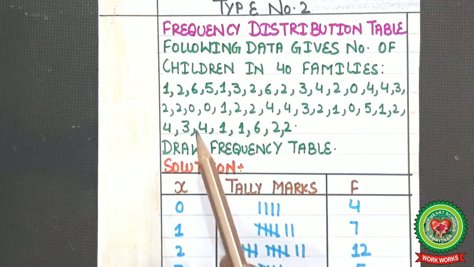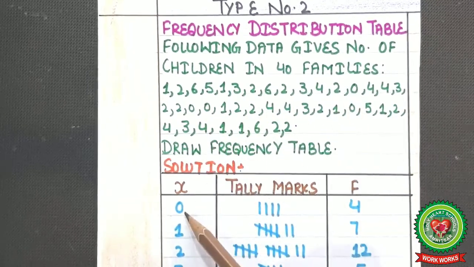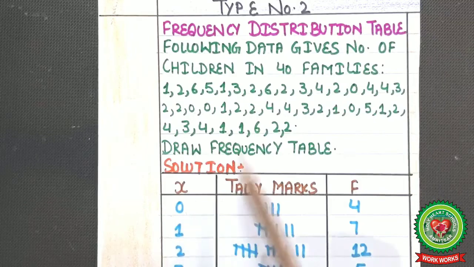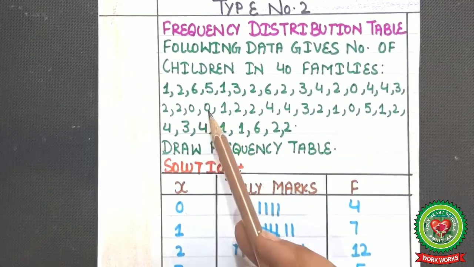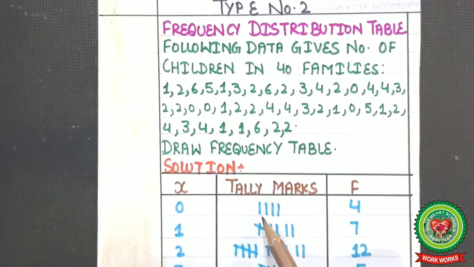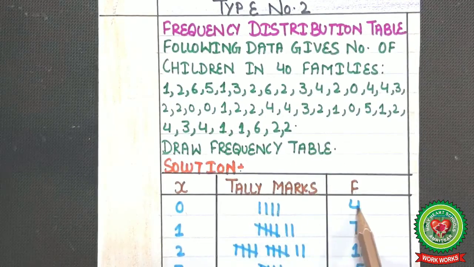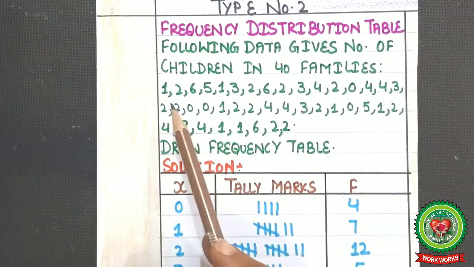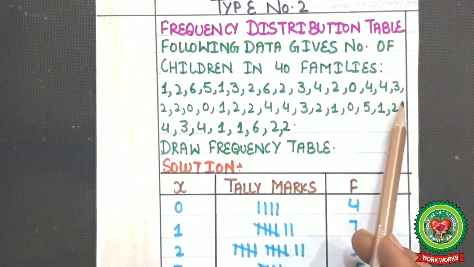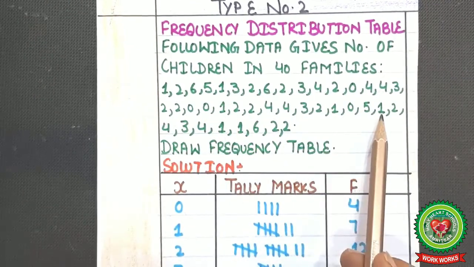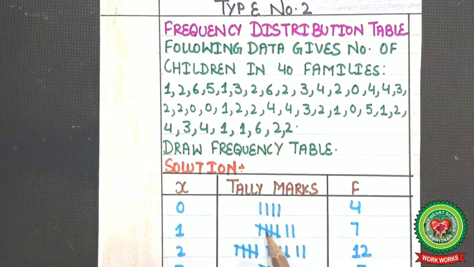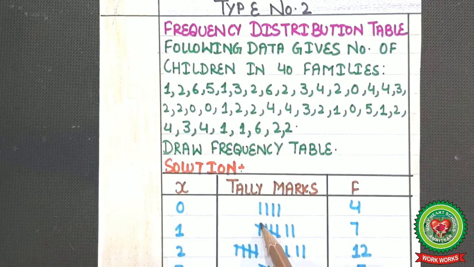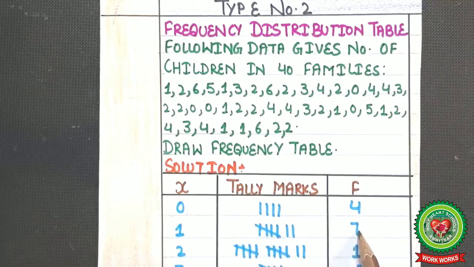First of all, let us see which is the smallest number, that is 0. So write 0 here. Count how many times it is coming. It is coming 1, 2, 3, 4, so 4 times. So draw 4 tally marks and write 4 here. Now the next number is 1. Count how many times it is coming: 1, 2, 3, 4, 5, 6, 7. So we know how to write 7 in the form of tally marks, and here we will write 7.